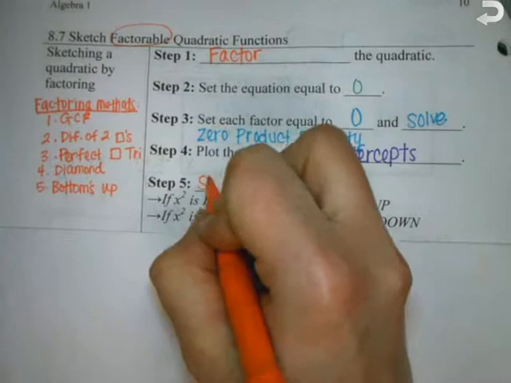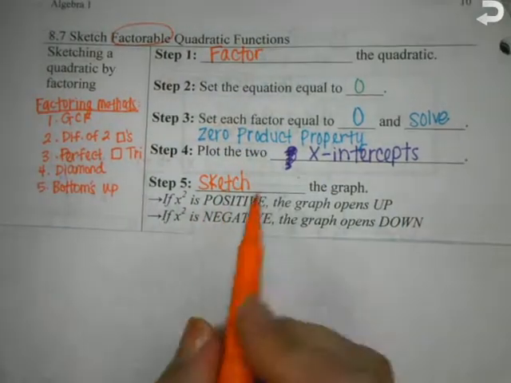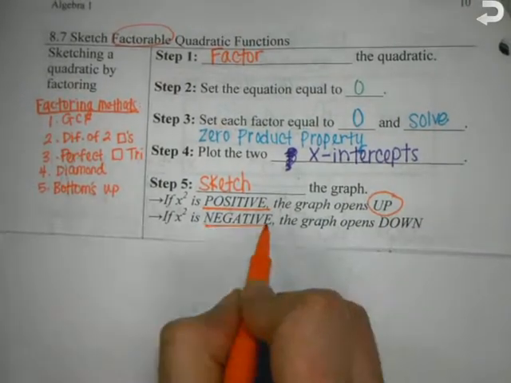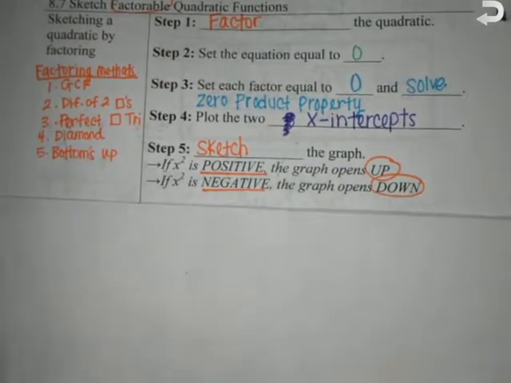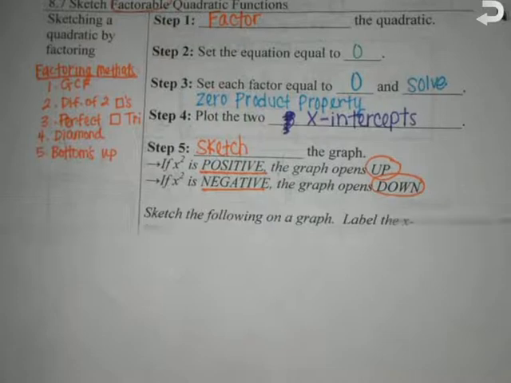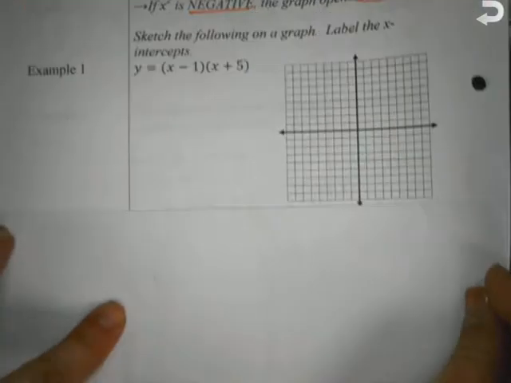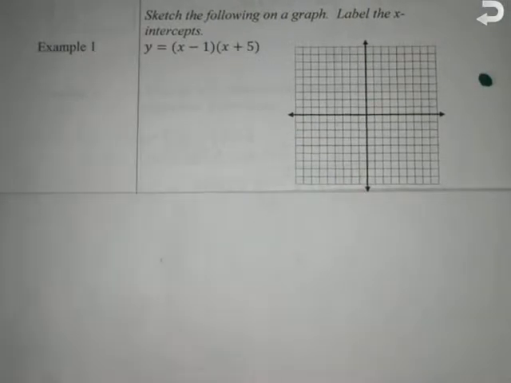Now remember, with sketching, I'm going to have you underline this. If x squared was positive, the graph opens up. If x squared is negative, the graph opens down. Okay? Example 1. Our instructions here are to sketch the following on the graph. Label the x-intercepts. Okay, is this thing already factored for us? It is. So we get to skip step 1 and go straight to step 2, which is we set the whole thing equal to 0.